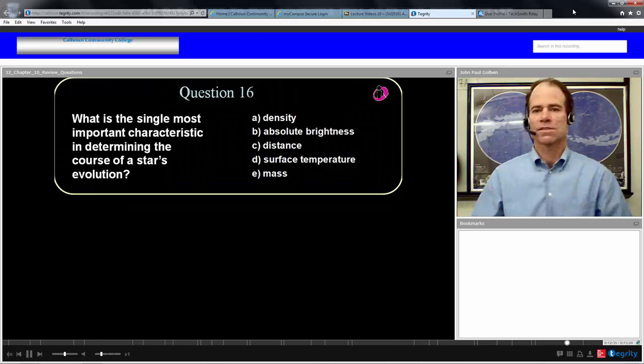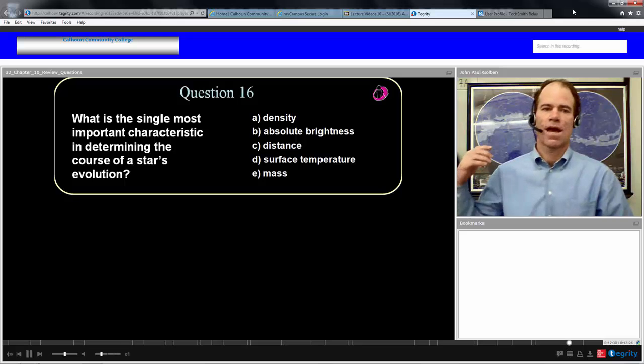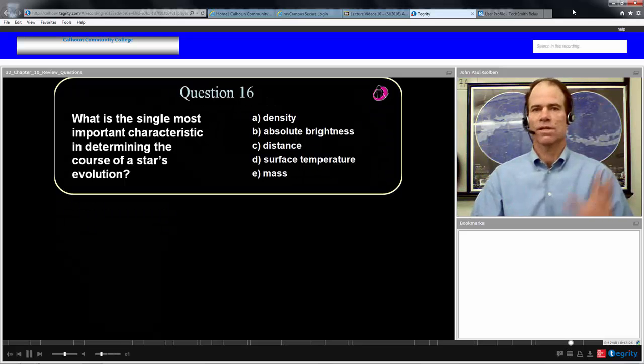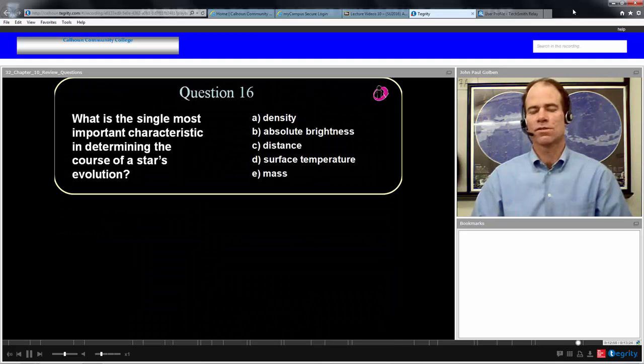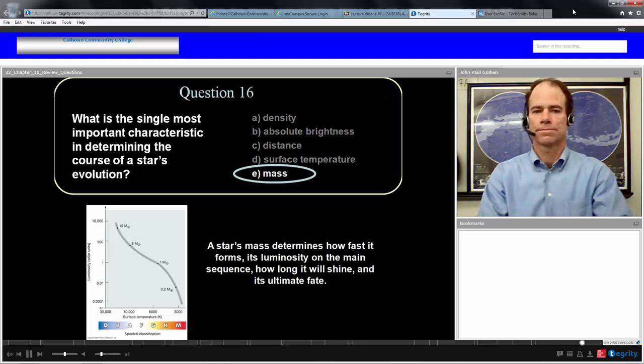So the mass will tell us how long it's going to last on the main sequence and how soon it's going to go through its whole star life cycle. So in determining the course of a star's evolution, mass is the most important component. It'll determine how fast it forms, its luminosity on the main sequence, how long it will shine, and ultimately how it's going to go from there for the rest of its lifetime.